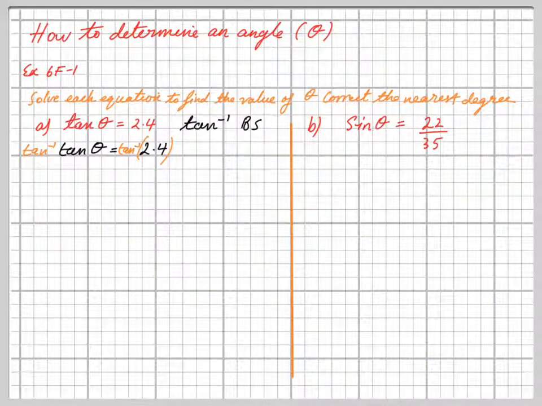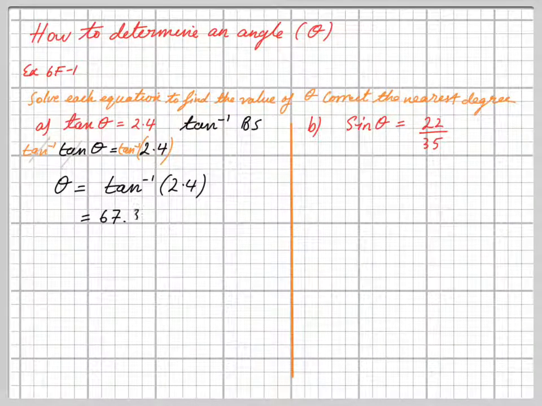Now if we do that, you notice that this cancels. We're left with theta is equal to tan inverse 2.4. If we were to do that on the calculator, we would press shift, tan inverse 2.4, equals 67.38, and if we had to do that to the nearest degree, it'll be 67 degrees.